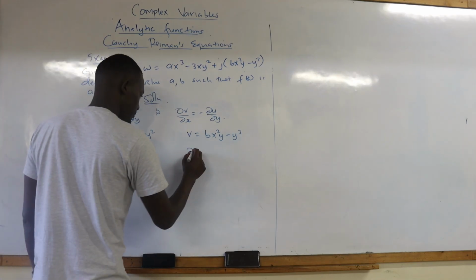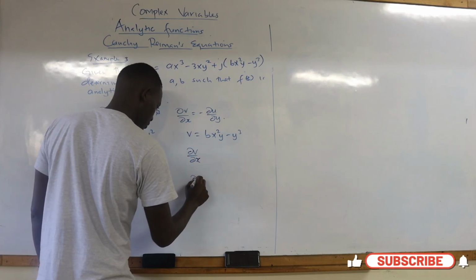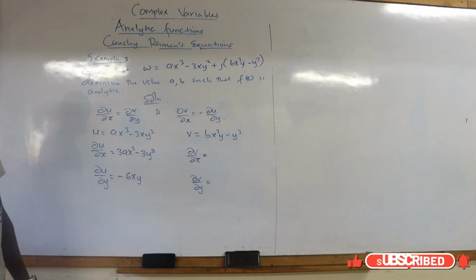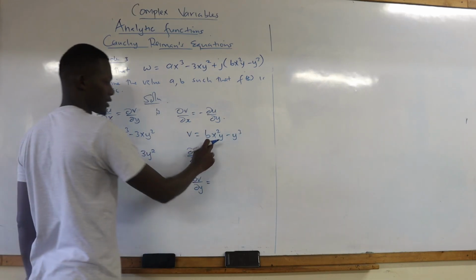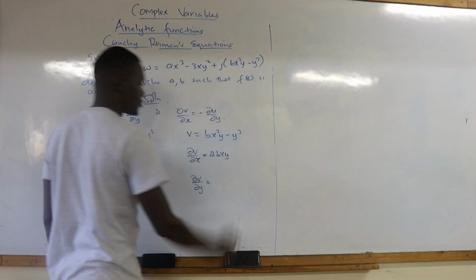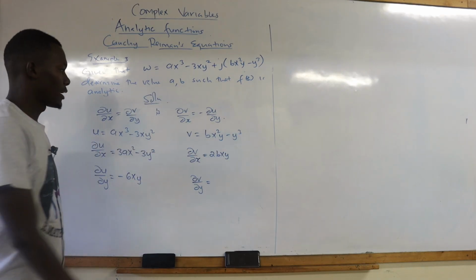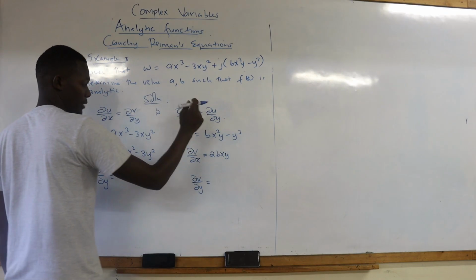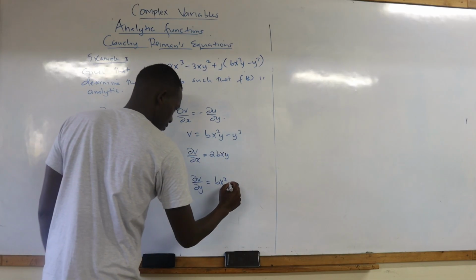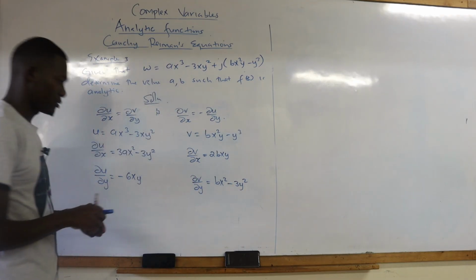Then you come to dv/dy. With respect to x, there's a variable x here, so we have 2bxy. There is no x here. Then you come to y: y is to the power 1, so it becomes power 0. Therefore we have bx squared only, then minus 3y squared.